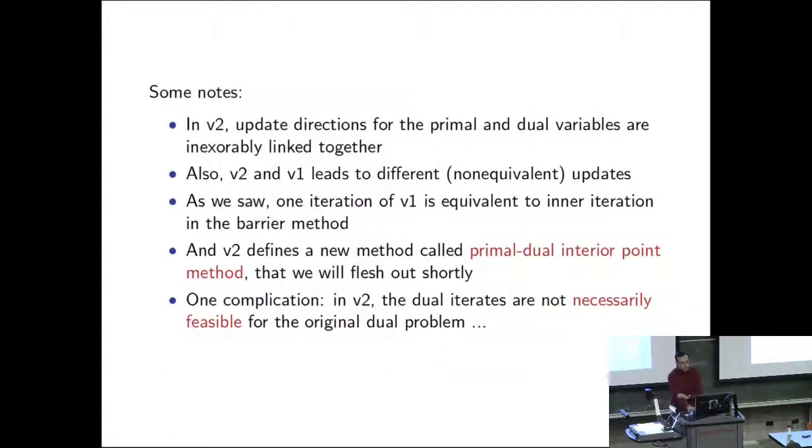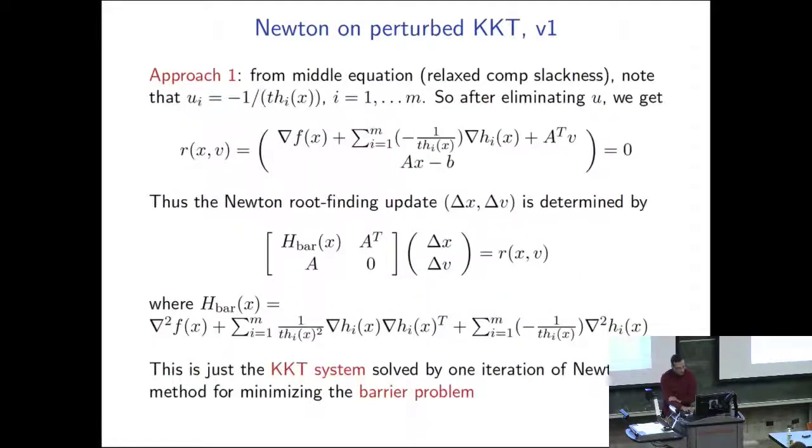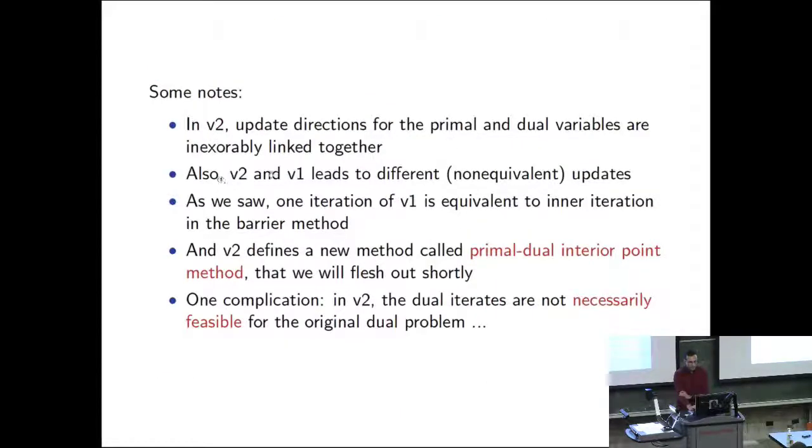So just some notes. In version 2, the update directions for the primal and the dual variables are kind of inexorably linked together. So we're updating them in a very non-trivial way together. In version 1, we had already set a value for the dual variable in terms of the primal variable. And so we just take an update with respect to the primal variable, and then this is deterministically what we take for the dual variable. So that's an important difference. They lead to different updates.